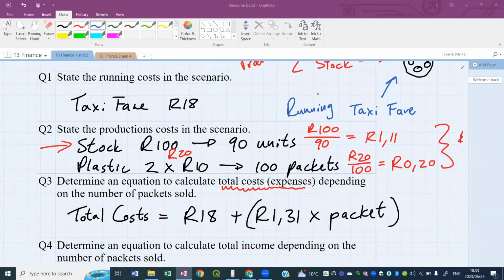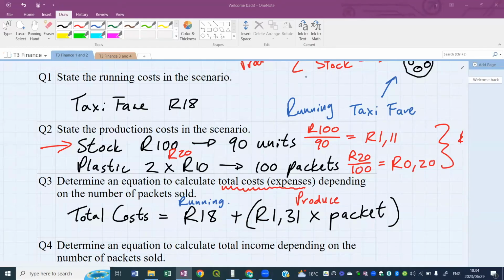All right. Now, if you guys know me, you know I like using brackets. So this part here, the 131 times packets, that's going to be my production cost. So I'm going to say to produce. And here, the 18 Rand is my running cost. Okay. So I've got a running cost and I've got a production cost here.